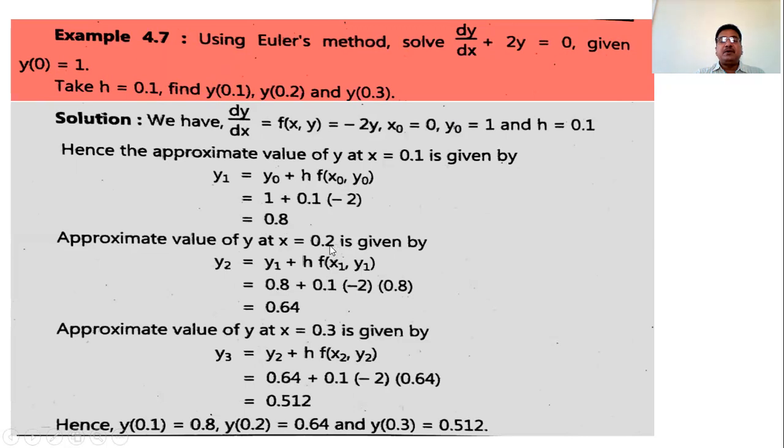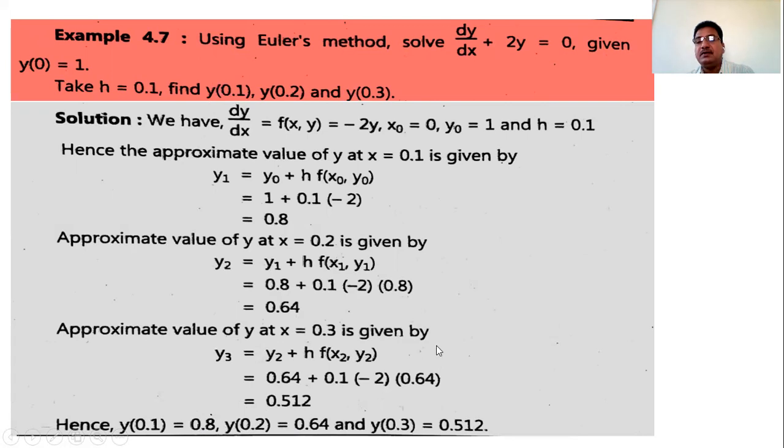Then the value of y at 0.2 is what? y2 is equal to y1 plus h f(x1, y1), and then substitute the values of y1, h, x1, and we get the answer. Then the approximate value of y at 0.3, again by using Euler's formula, we have y3 is equal to y2 plus h f(x2, y2). Substitute the values, and we get the answer 0.512. Therefore y at 0.1 is 0.8, y at 0.2 is 0.64, y at 0.3 is 0.512.